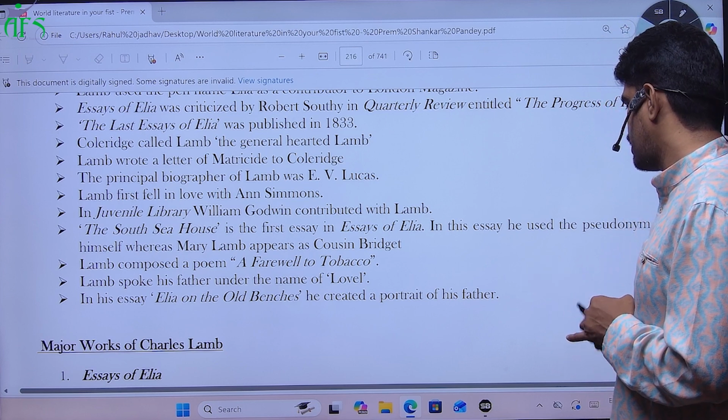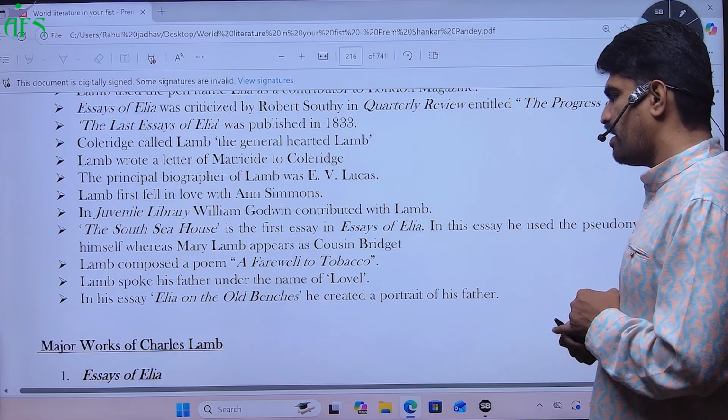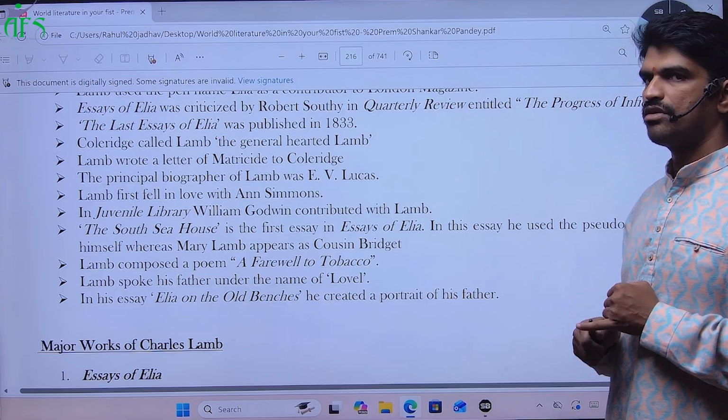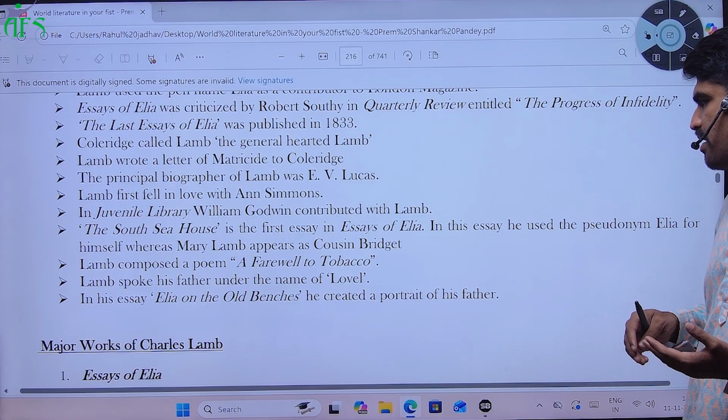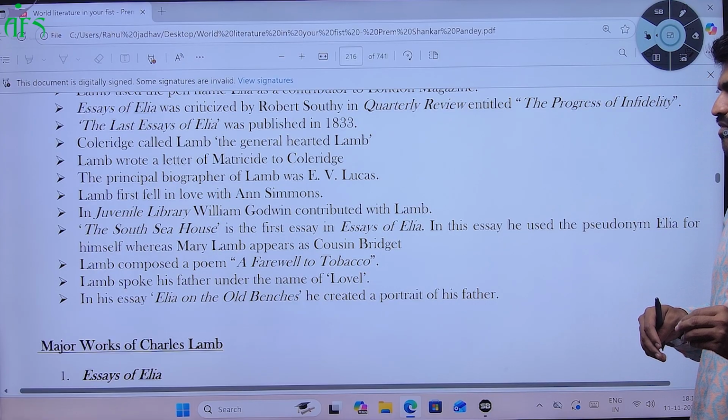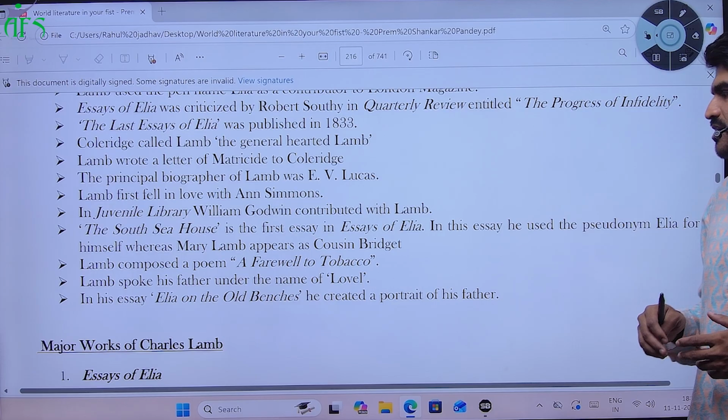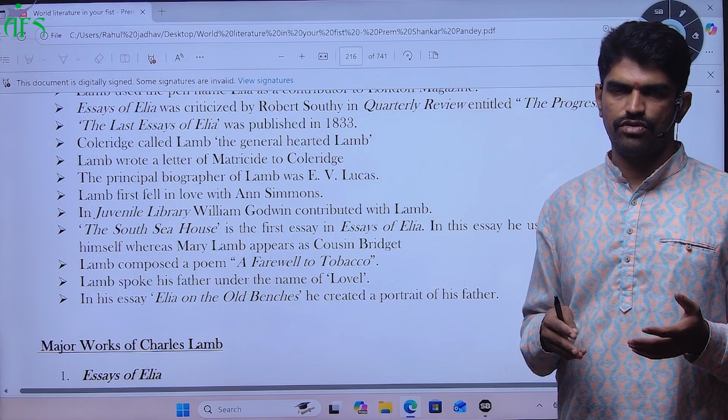In this essay, he used the pseudonym Elia. Pseudonym means a name which is false or fictitious. It was given by him, Elia, for himself, whereas Mary Lamb appears as cousin Bridget. Exactly, she is cousin Bridget who appears in the essays.